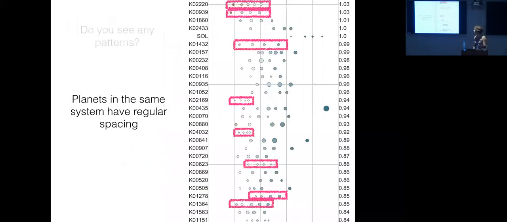I also noticed that planets in the same system tend to have regular orbital spacings. And indeed, they are in these really compact architectures. But if you look at where one planet is and then the next planet, you can very often roughly predict the orbital period of the third and fourth planet in this diagram.